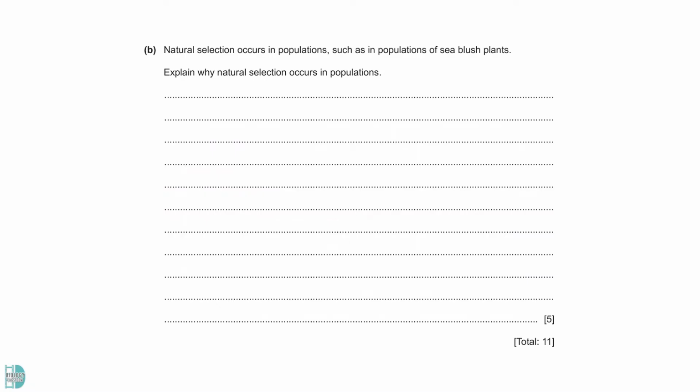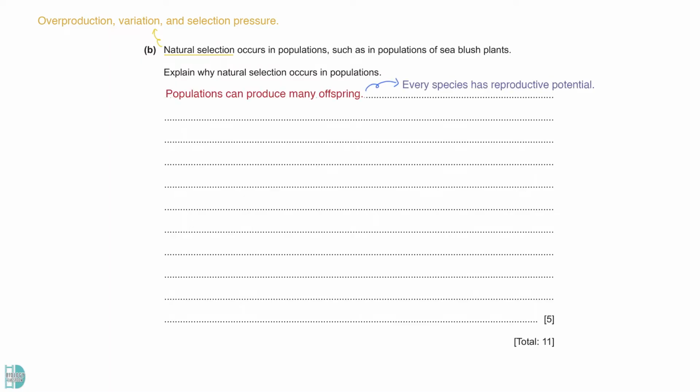B. Explain why natural selection occurs in populations. There are a few prerequisites for natural selection to occur: overproduction, variation, and selection pressure. All populations have reproductive potential. They can produce many offspring.